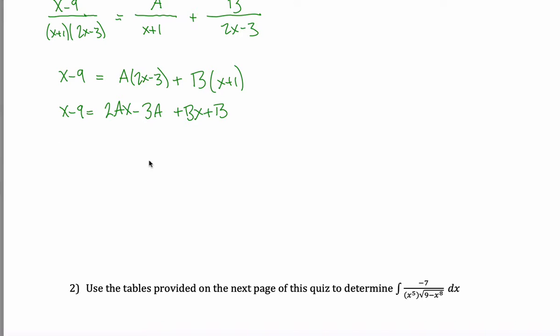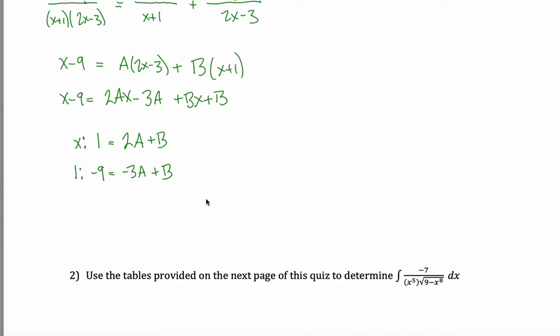And then what you want to do is what's called equate the coefficients. So you look at your x's, and on the left-hand side of the equation, you just have 1x. But on the right side of the equation, you've got 2A and then B more x's. So what that means is that 2A plus B must be the same as that 1. And then equate your constants. So you've got negative 9 on the left side, but on the right side, this negative 3A is a constant and this B is a constant. So you've got negative 9 equals negative 3A plus B. And then you have these two equations and two unknowns, which you can solve however you want to do it.